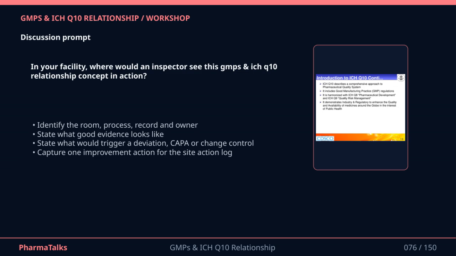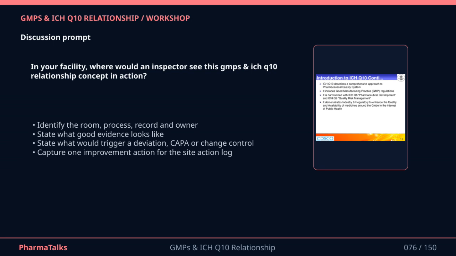Here, we're focusing on the relationship between good manufacturing practices and the ICH Q10 guidelines. I want you to think about your own facility and consider where an inspector might actually observe this relationship in practice. Start by identifying a specific room, process, record, and the person responsible for that area. This helps us pinpoint precisely where compliance is demonstrated.